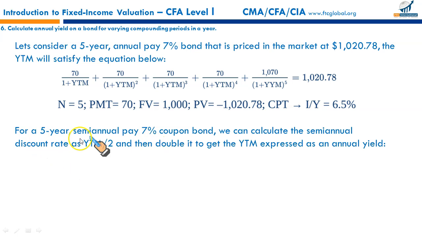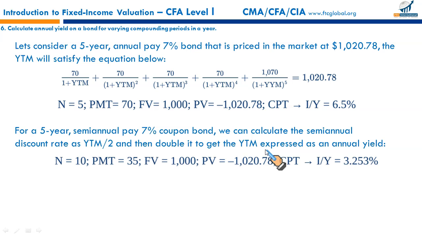Now, for a 5-year semi-annual 7% coupon bond, see, the maturity is the same, coupon payments are the same, but it's a semi-annual pay bond. We can calculate the semi-annual discount rate as YTM by 2 and then double it to get the YTM expressed as an annual yield. How we do that? We'll multiply. We have done many questions like these. 5 times 2, 10.